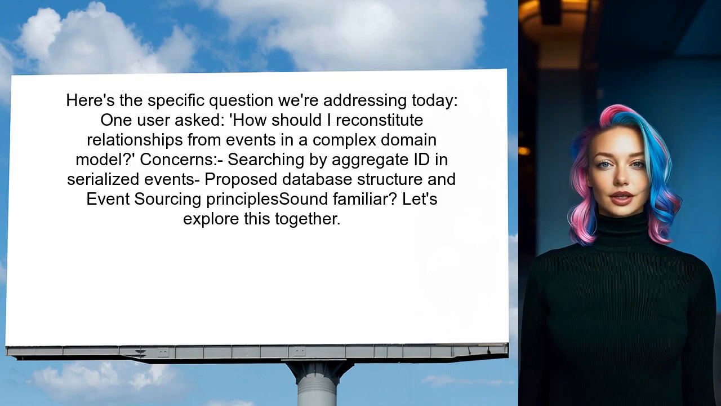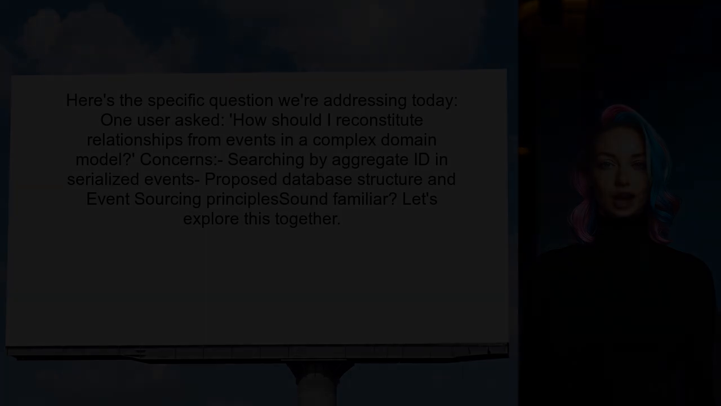Here's the specific question we're addressing today. One user asked, "How should I reconstitute relationships from events in a complex domain model?" They mentioned concerns about searching by aggregate ID in serialized events, and whether their proposed database structure would break event sourcing principles. Sound familiar? Let's explore this together.